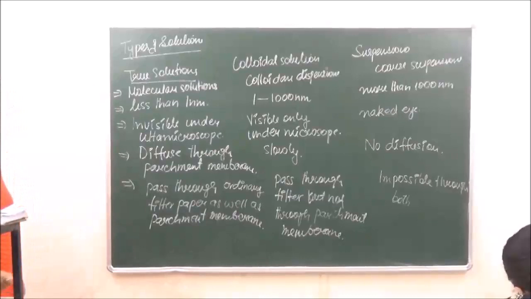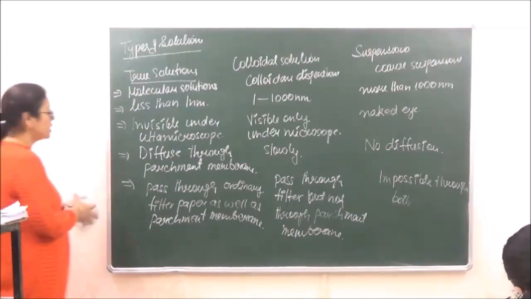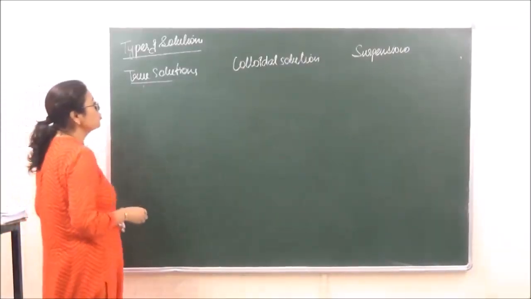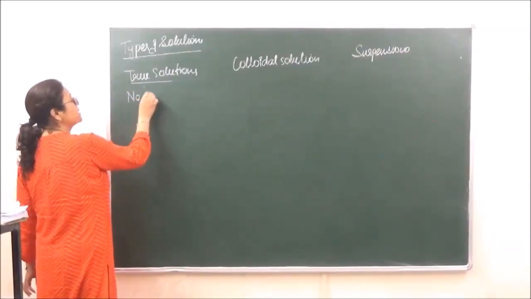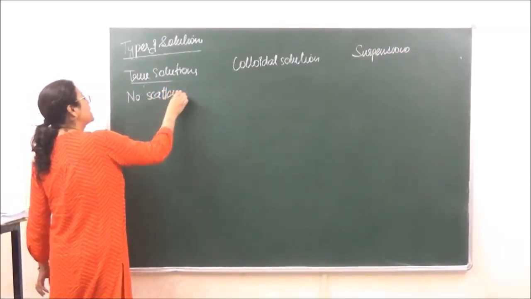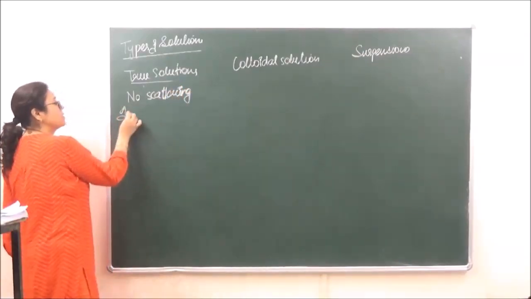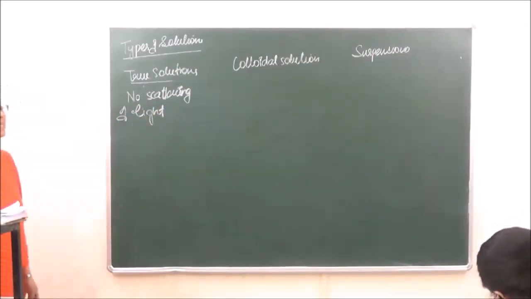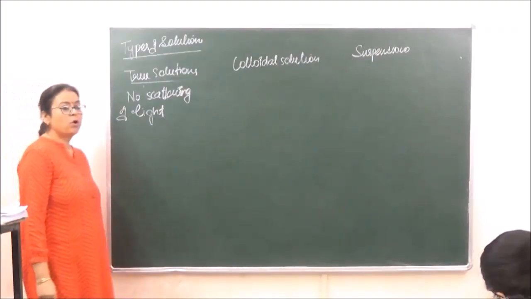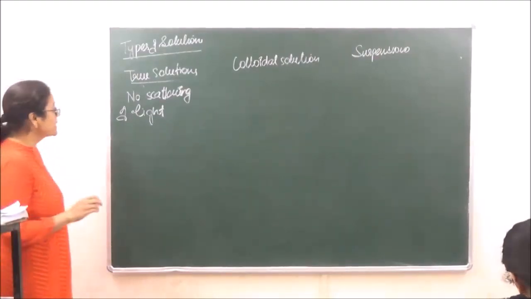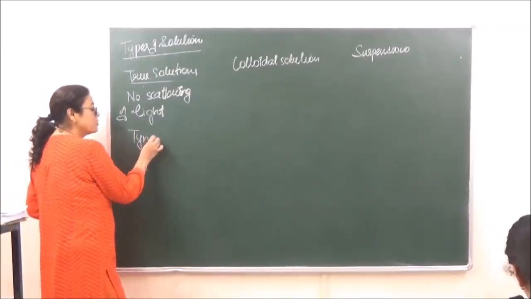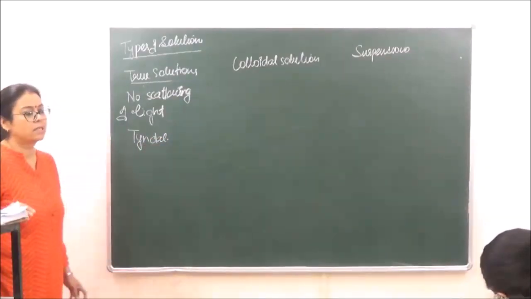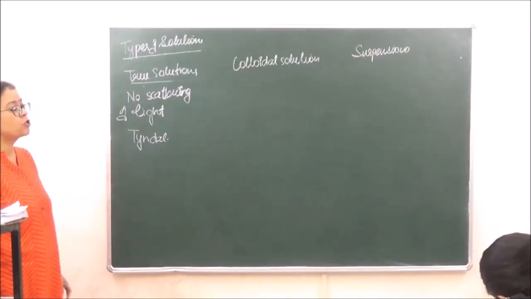Okay? Then there is a very, very important difference between the three. What is that? In case of true solutions, no scattering of light takes place. The particle size in this case is very, very small, so they are unable to scatter light. This scattering of light was first observed by Tyndall. Therefore, it is known as the Tyndall effect. Okay? So the true solutions do not show Tyndall effect.